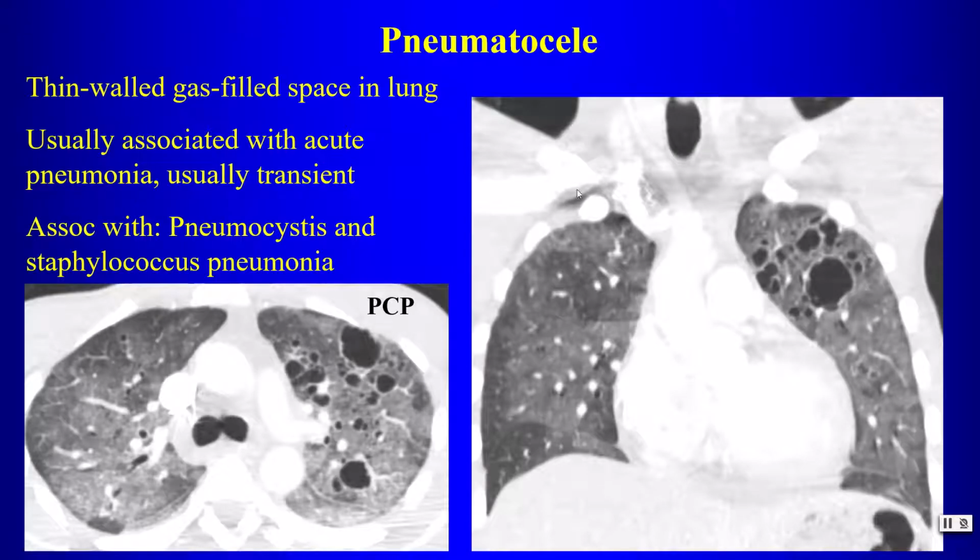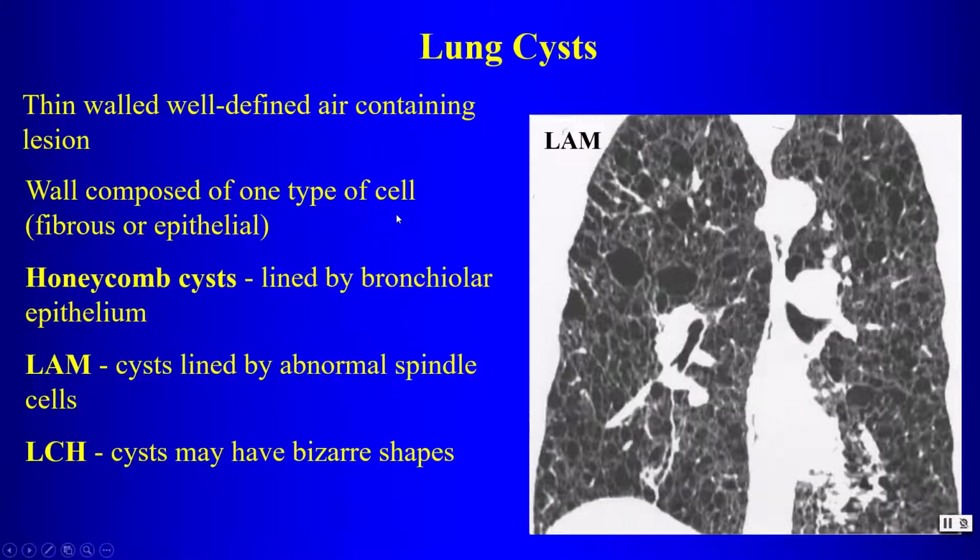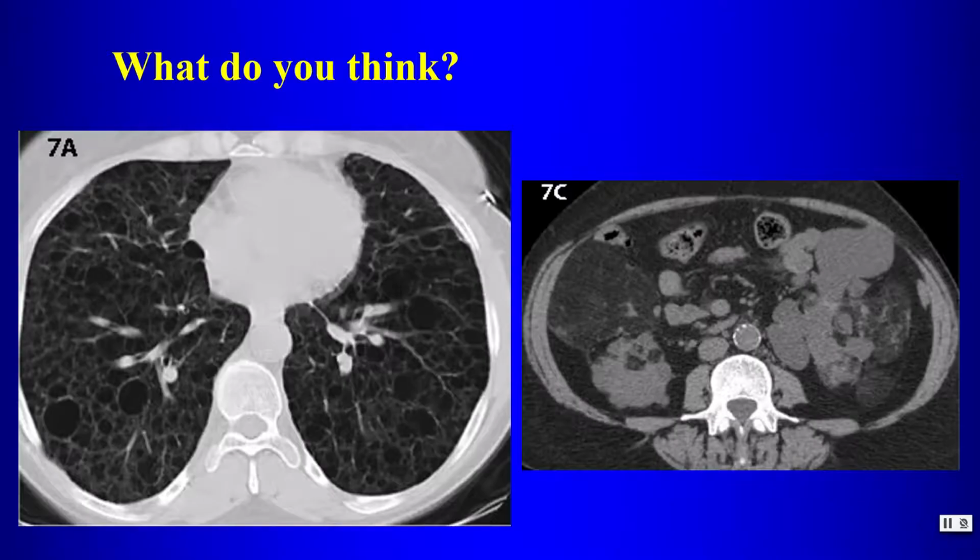Pneumatoceles are these thin-walled gas-containing lesions, usually associated with pneumonia, usually transient, usually getting better. Commonly seen with pneumocystis pneumonia when we have ground glass opacity like this in areas of pneumatoceles, although we can also see this with staphylococcal pneumonia. And then lung cysts, we've talked about cystic lung diseases, LAM, Langerhans cell histiocytosis. So we've talked about these diseases that can give you lung cysts.